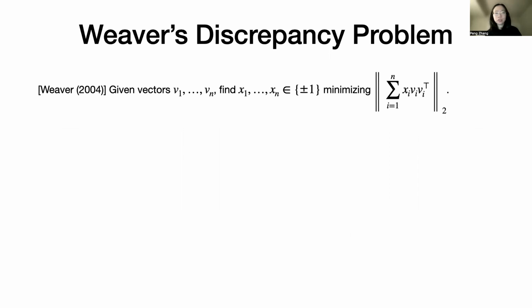In 2004, Weaver defined this discrepancy problem. Suppose we are given n vectors, v1 dot dot vn. We want to find signs x1 dot dot xn, each with value -1 or 1, to minimize the spectral norm of the sum of xi vi vi transpose.